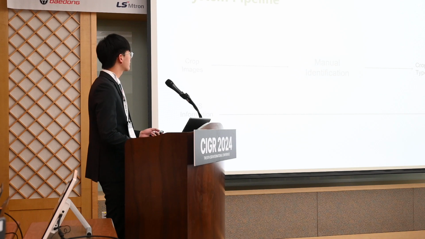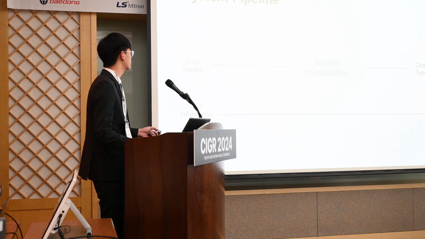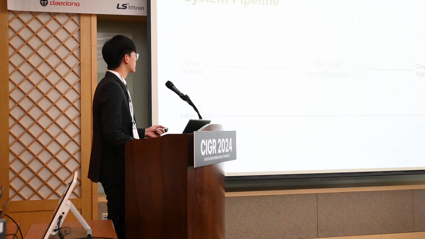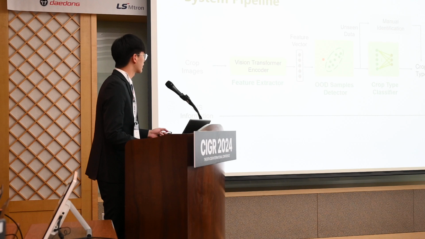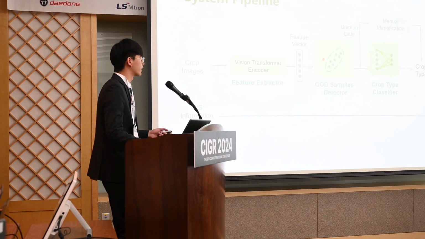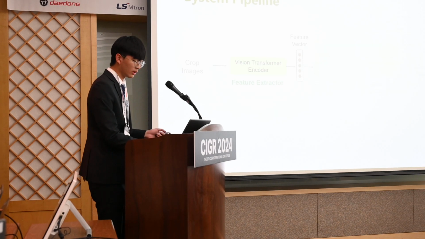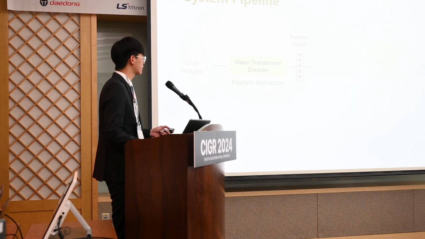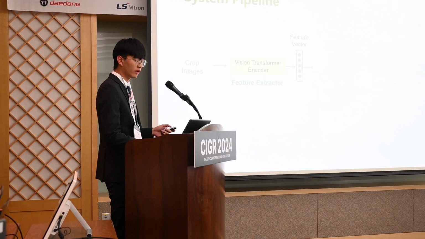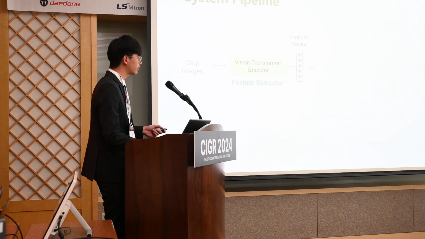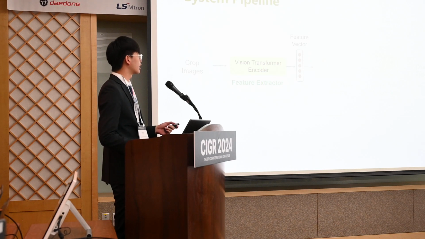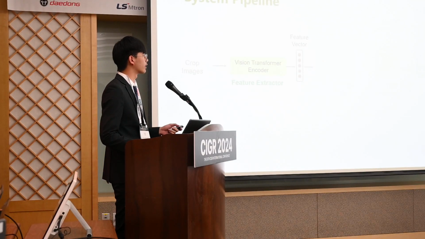So this is the pipeline of the crop identification for now. And in order to achieve the goals of this research, the manual part will be replaced by 3 components: feature extractor, OOD sample detector, and the crop type classifier. And we will begin with the feature extractor. The purpose of the feature extractor is to extract a feature from the input crop images to the feature space, which will further become the input of the OOD sample detector and the crop type classifier.